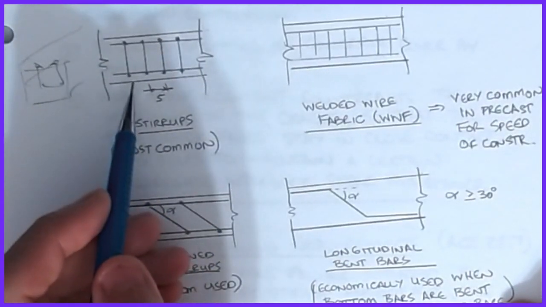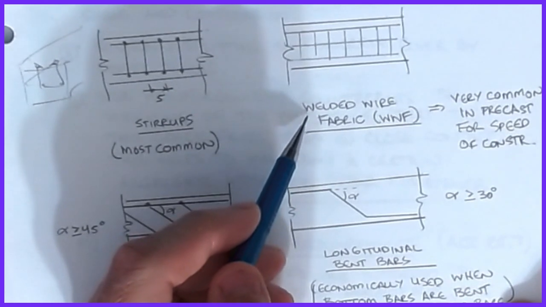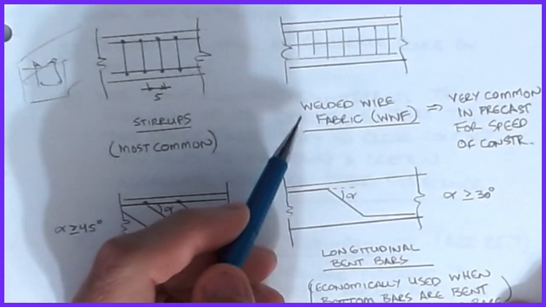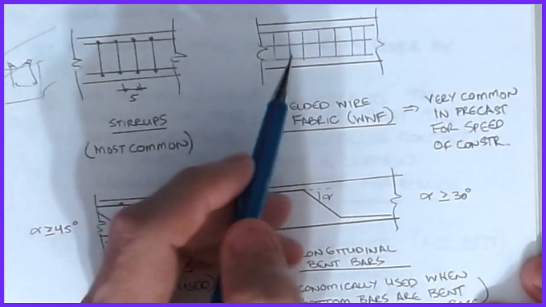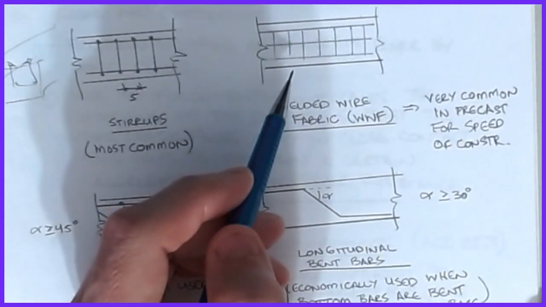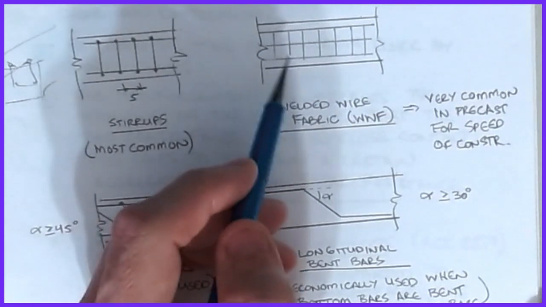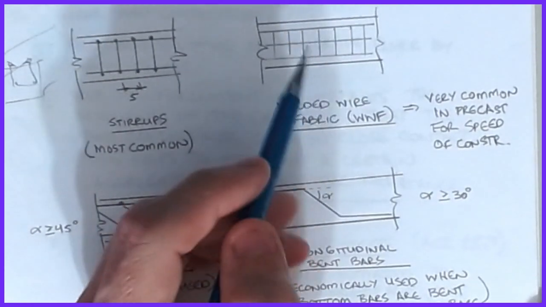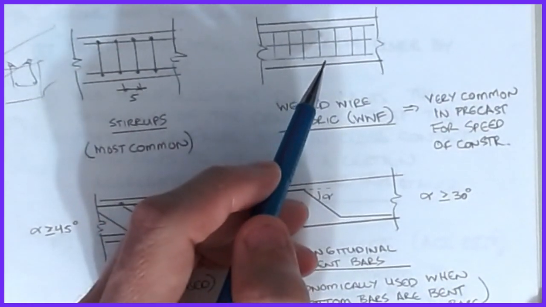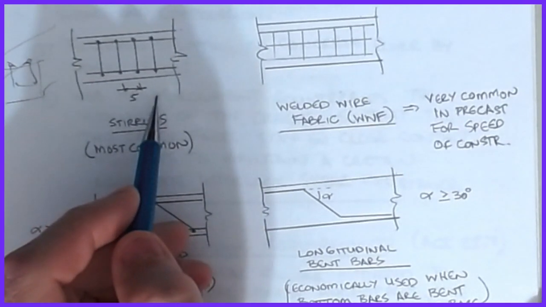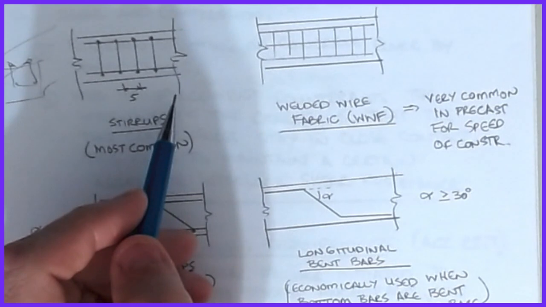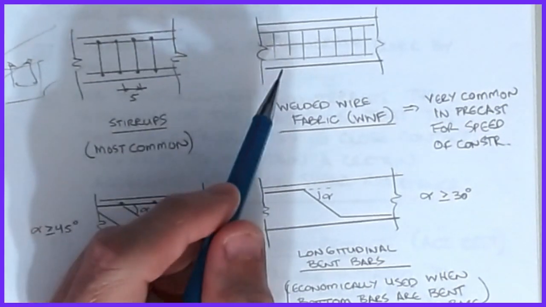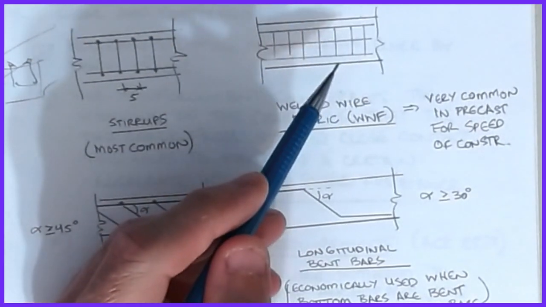Another method of web reinforcement is welded wire fabric. This is a mesh or a net-looking piece of metal, and it's very common in precast because, for speed of construction, I can drop in a whole bunch of bars horizontally and vertically and get the areas that I need this way. For typical reinforced construction, they build the stirrups separately and install them one by one. But in a situation where time is of the essence, the welded wire fabric can work.